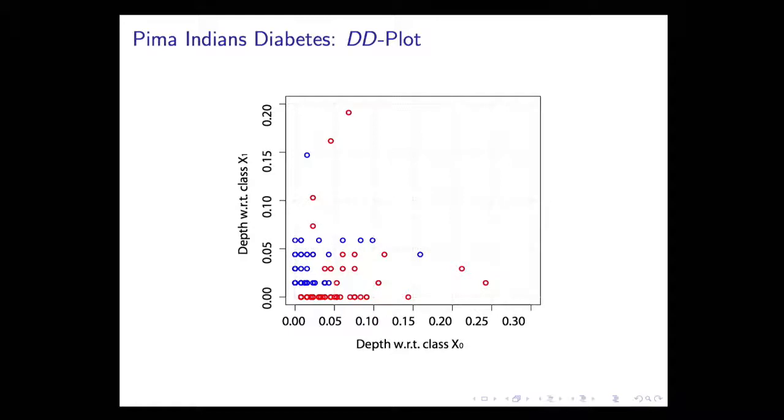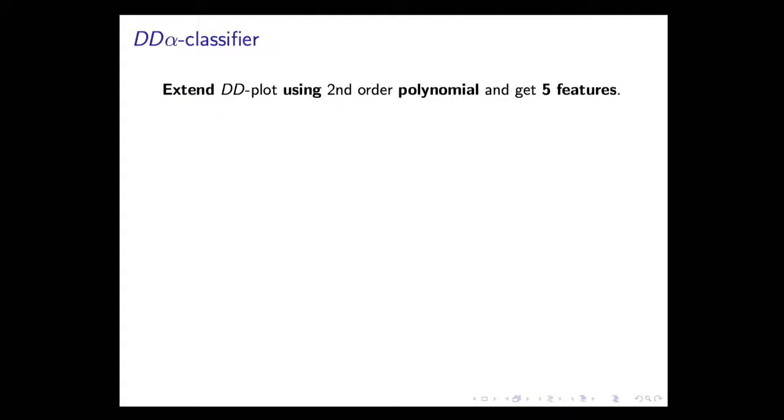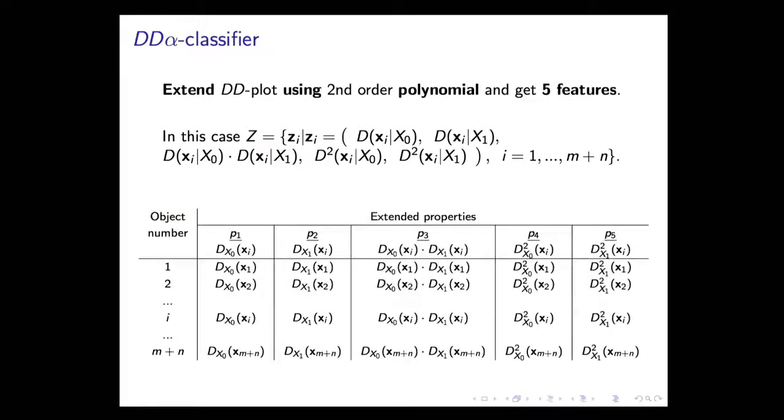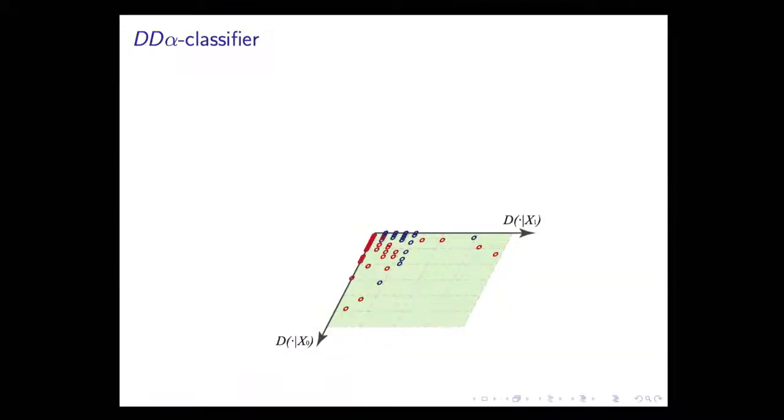So what we do further is an extension of this DD plot. In machine learning terms, we apply a polynomial kernel of order 2, or we just use all the possible polynomials of order 2. There are not that many: we have the original two depths, the depth in class 0 and the depth in class 1, then we take their product, the square of the first and the square of the second, and that's it. So now we get 5 features in our data. This is the same plot you've seen before, just in a 3-dimensional view.